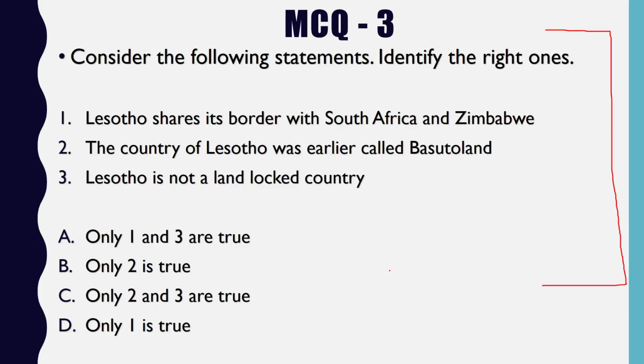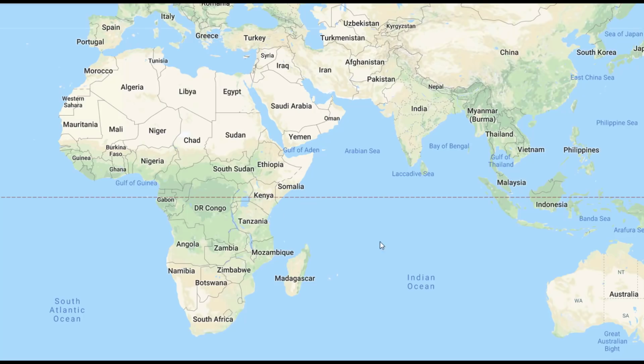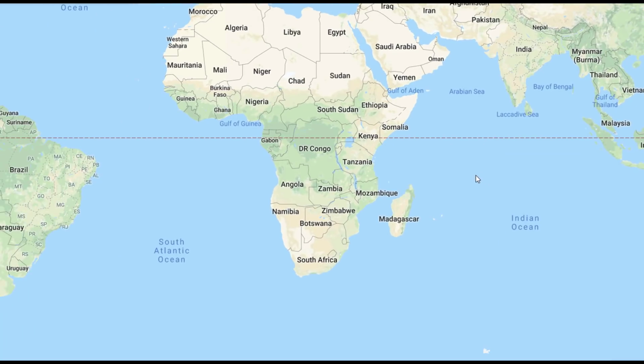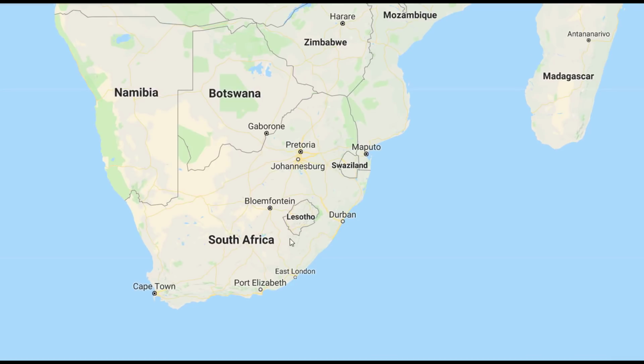We will have to go to the map to figure this one out. Alright, so where exactly is Lesotho to begin with? It is right here. You can see this is South Africa, and inside South Africa, surrounded by South Africa, is this little country called Lesotho. So first of all, we can clearly see it has absolutely no boundary with Zimbabwe. So the first statement is incorrect.